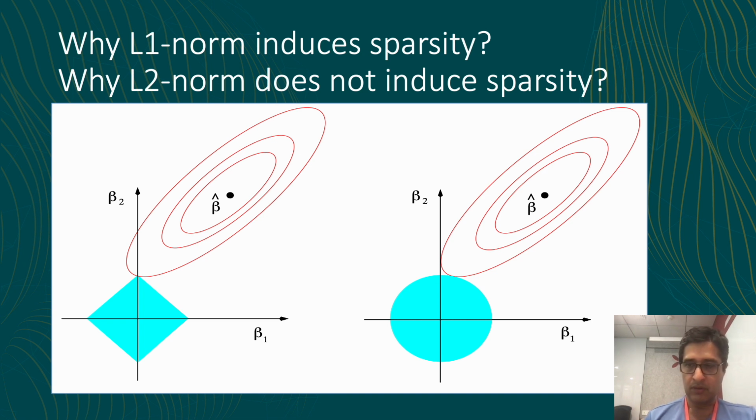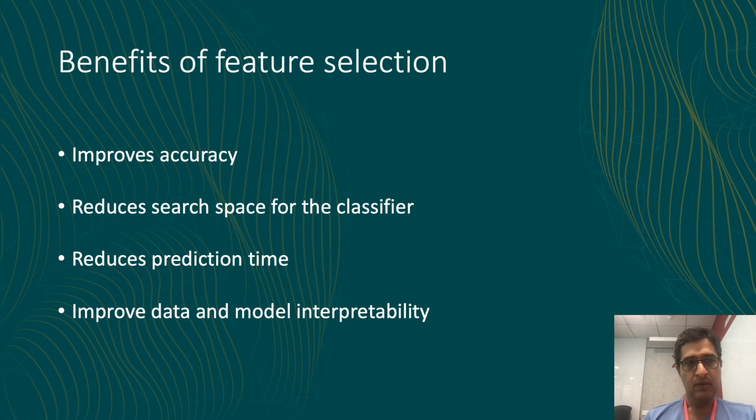So overall, feature selection has multiple benefits. It improves the overall accuracy of your models. It reduces the search space that the classifier has to search in terms of the features being used. There is a reduced prediction time because a lesser number of features are being used. Therefore, the classifier or the regressor can be much quicker. And of course, from an interpretability point of view, there are fewer features to be interpreted, especially in the L1 norm case. The lasso helps you out there.